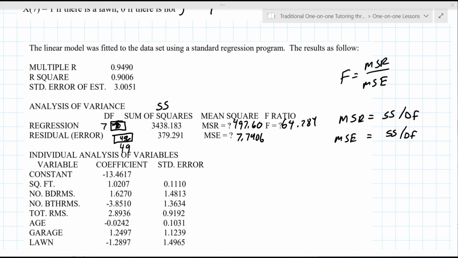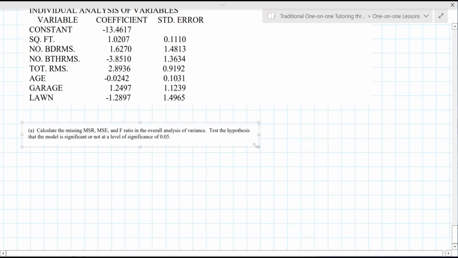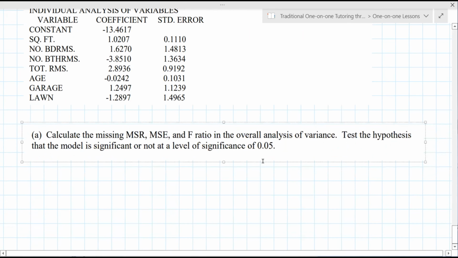We didn't do everything in part A though. But any questions on that? No, that makes sense. Okay, so part A wants the MSR, MSE, and F ratio. Check, check, check. Now we have to figure out whether it's significant or not. And to do that, we have to look at the p-value, which we were not given. So we have to calculate the p-value.